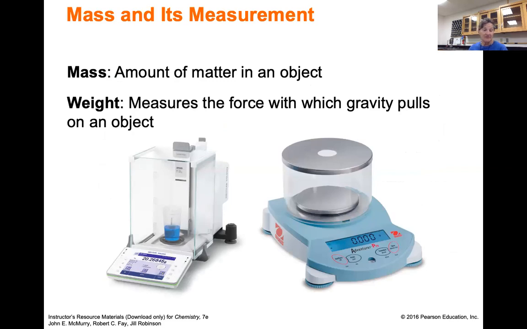And the one on the left is called an analytical balance. So you can really know the mass of an object more accurately. You can know it to 4 digits past the decimal place in grams.